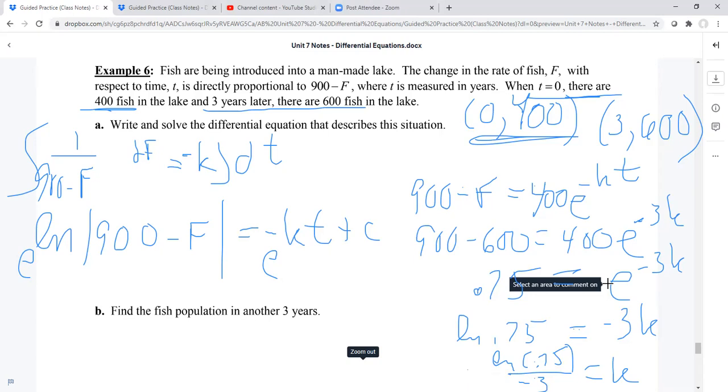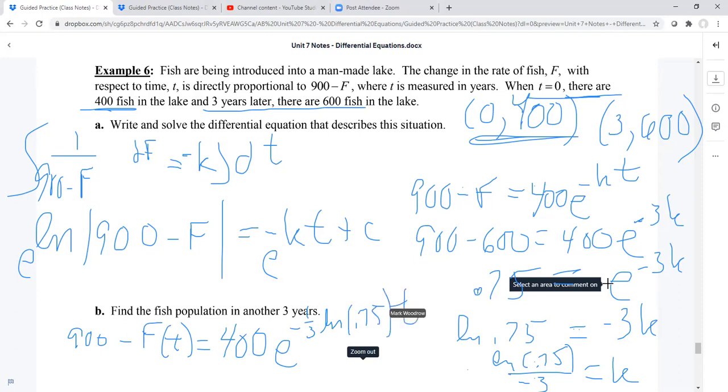So my formula is going to be 900 minus f. If you want to put f(t), you can. And that's going to equal 400 e, and then k is that negative 1/3 natural log of 0.75 times t. So there's your equation.